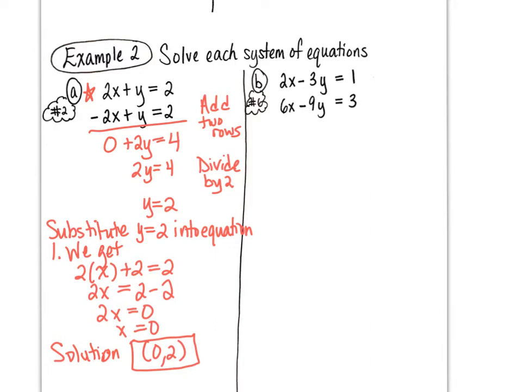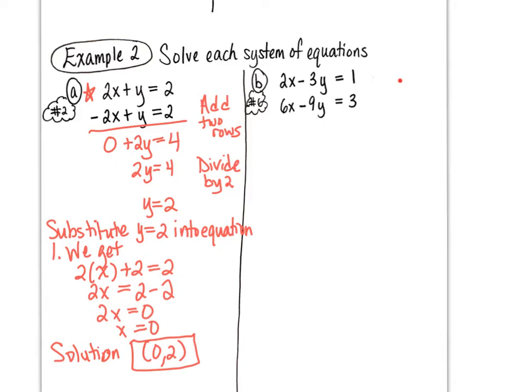Okay. Part B. Part B, we have 2x minus 3y equals 1, and then 6x minus 9y equals 3. How can we solve this system? Yes? Well, first can we start by multiplying the top one by negative 3? By negative 3? Yeah. So multiply equation 1.